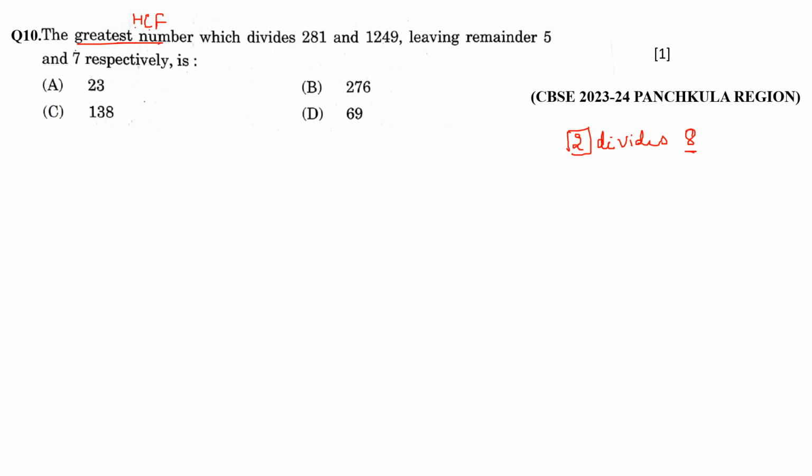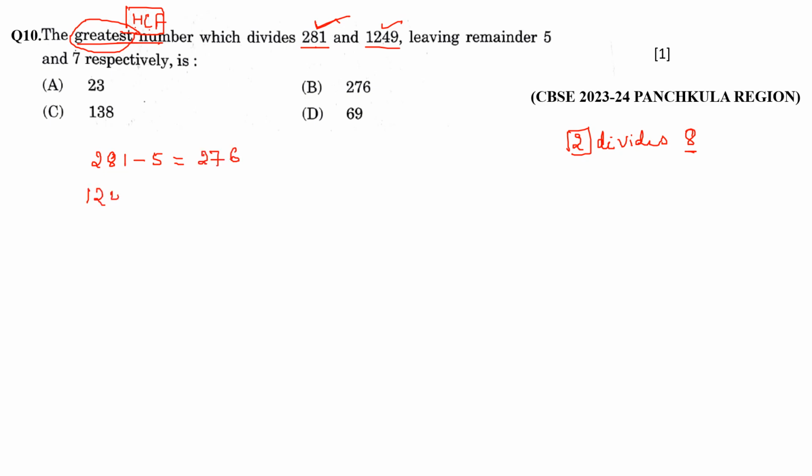And why common? Because that number should divide both numbers. So the factor should be common. First thing, the number will divide both, isn't it? It means it should be a factor. As it is dividing both, it should be a common factor, and you have to find the greatest number. So you have to find the HCF of those two numbers. Okay. So what I will do now, you have to find a number which will leave the remainder. So first of all, try to find the number which will not give any remainder. For that, from 281, I am going to subtract the remainder. So 281 minus 5 will give me 276.